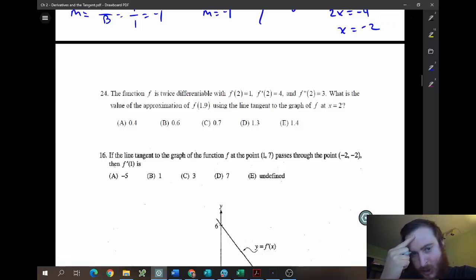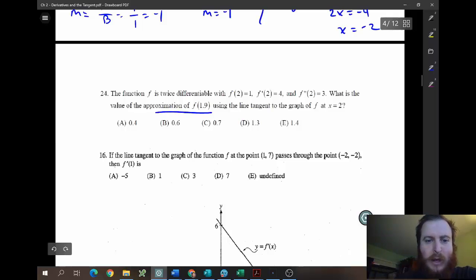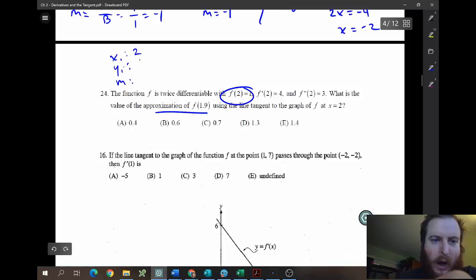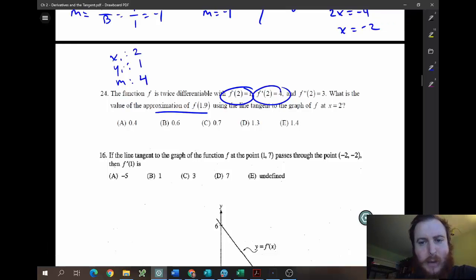Next, we have another tangent line question. This one's approximating f of 1.9. So we're going to do x1, y1, and m. And they told us f of 2 was equal to 1, so that gives us x as the 2 and y as the 1. They also gave us f prime of 2 was 4. Now they did tell us f double prime of 2 is 3. That's not going to help us with the tangent line.